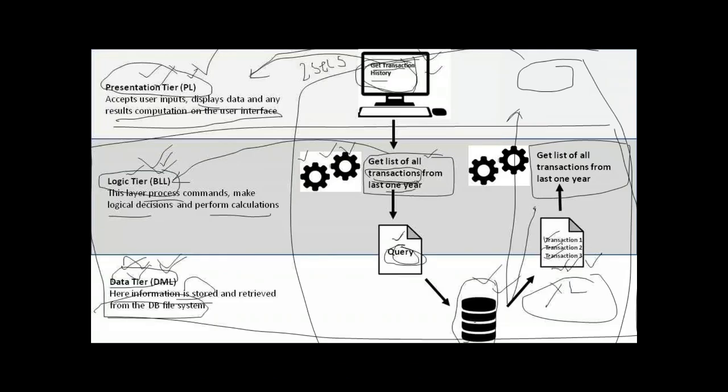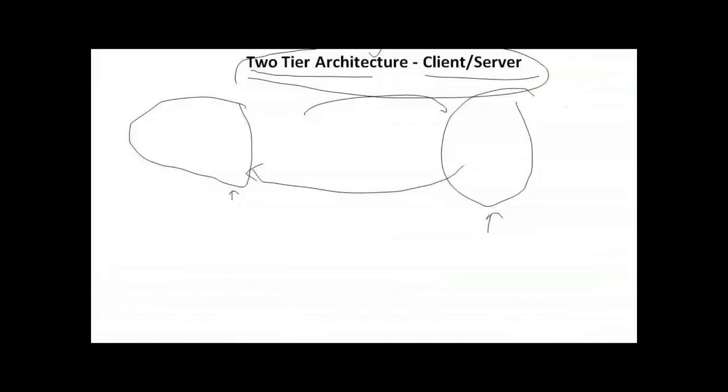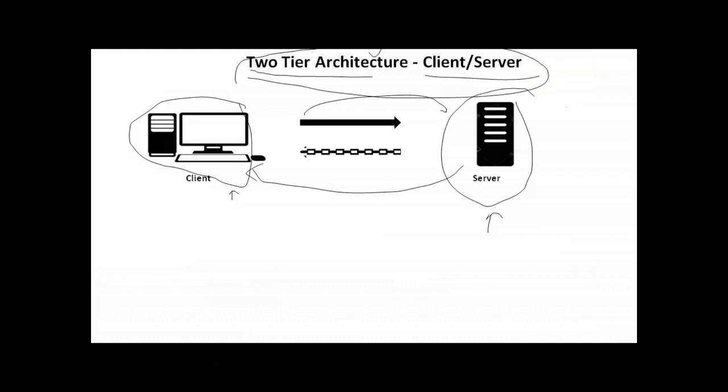So in the previous slide, we understood that there are three layers: the presentation layer, the business logic layer, and the database management layer. Okay, there are three logics, and see how these three logics are implemented in this two-tier architecture, or the client-server architecture. The presentation layer is sitting on the client, and the business logic layer and the database management layer are sitting on the server.